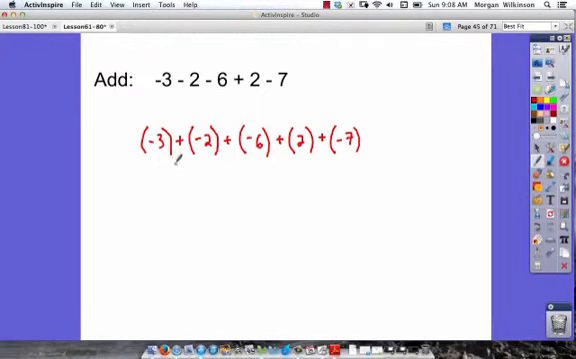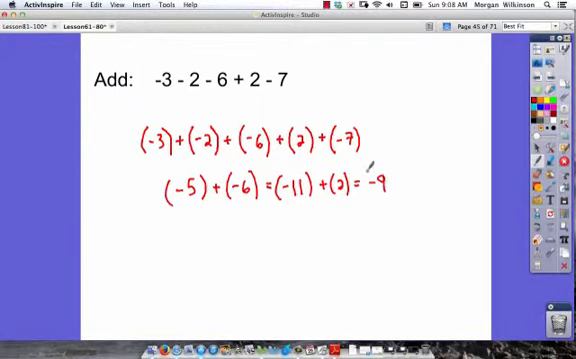Well, -3 plus -2, that's -5. Then we have -5 plus -6. This time we're just going to work across as we go. -5 plus -6, that's -11. We get -11, then we have plus 2. -11 plus 2, well, that's -9. And then the final part, we have -9 plus -7. And that must be equal to -16. We've got our final answer.